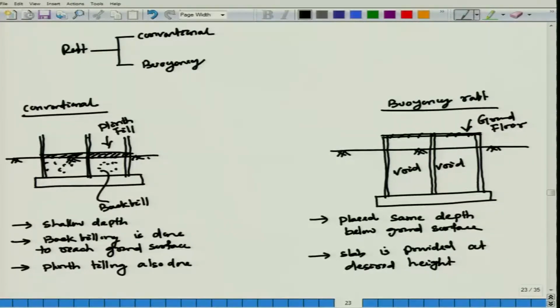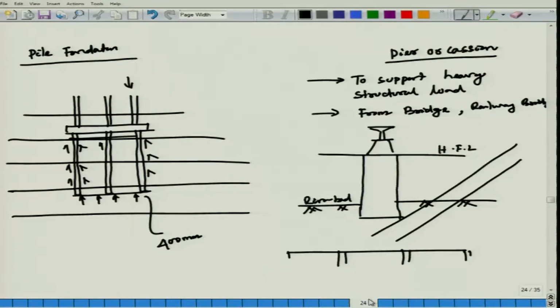So, this is the difference between conventional as well as buoyancy raft. Then come to your pile foundations, pier or caisson foundation, that means your deep foundations. Pile foundations are used when, at shallow surface, the bearing capacity of soil is not good enough to support your structure load coming from structure to beam, beam to column, column to foundation. In that case you can go for pile foundations. Generally pile diameter is 300 to 400 mm minimum diameter.